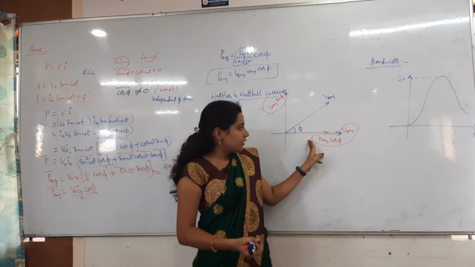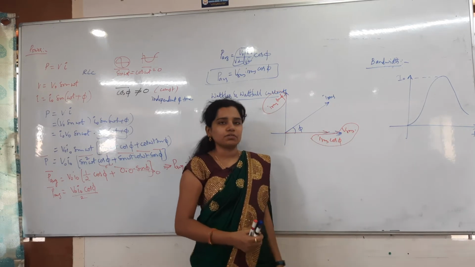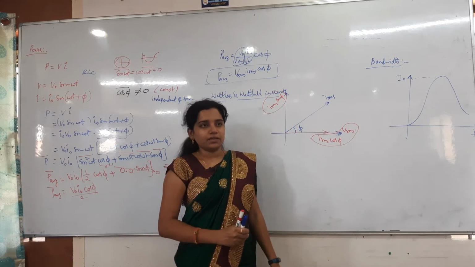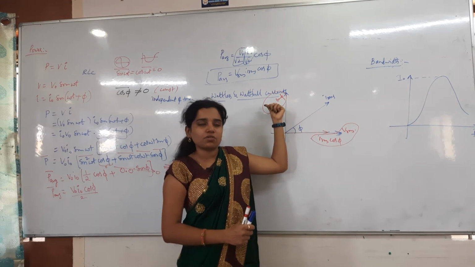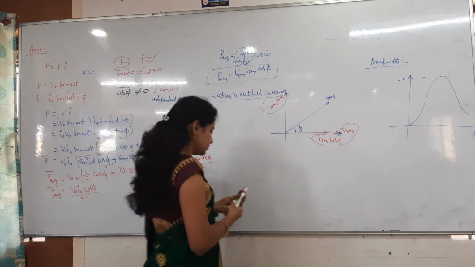Whenever you see the components along this direction, we have V RMS I RMS cos phi. What is V RMS I RMS cos phi? Power, the average power P. Then what about this one? Is this giving any power? No power, nothing. So this is a wattless current. Clear? Yes sir. Draw that graph.